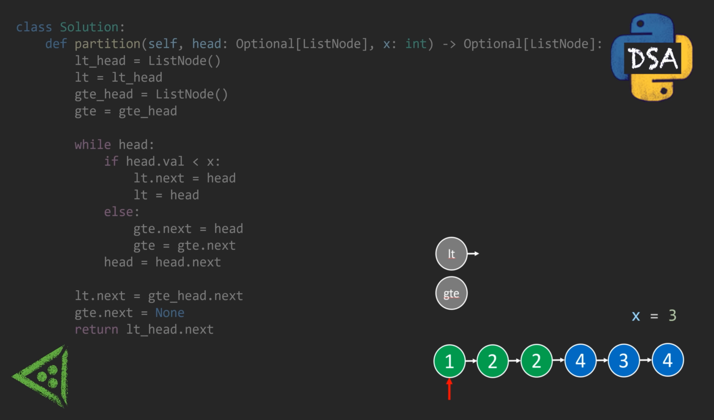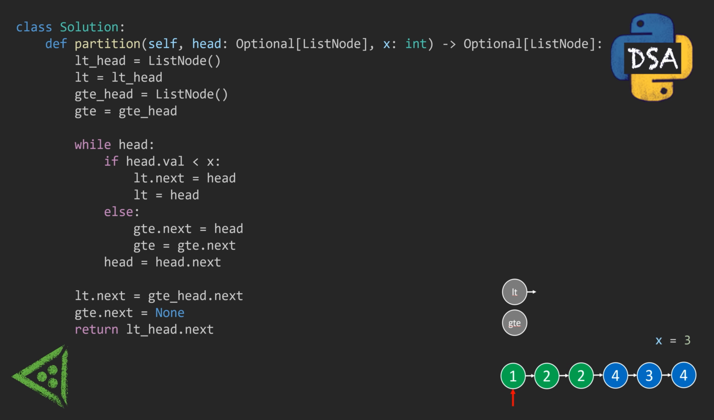Now let's take a look at the code that accomplishes this method. We start this solution by defining the nodes that serve as the head to the LT and GTE lists. Next, we iterate over the linked list and move nodes to the appropriate partition. Finally, we connect the less than list to the greater than or equal list. We terminate the final node with None and return the first node after the LT head.